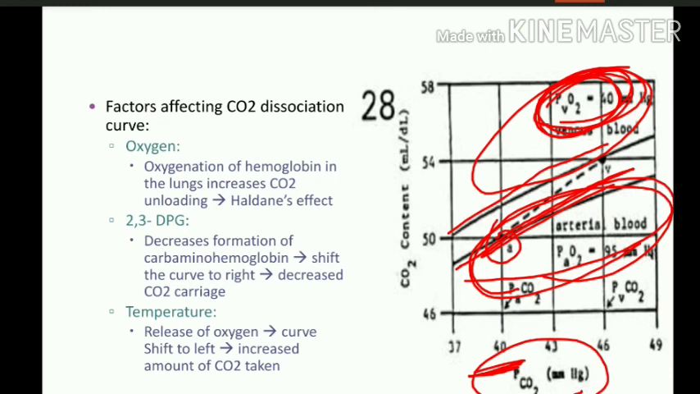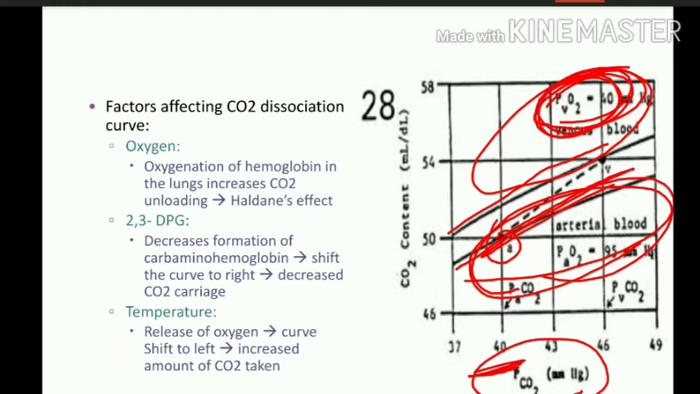Second factor, that is increase in the 2,3-diphosphoglycerate. 2,3-diphosphoglycerate is produced because of the metabolism. This 2,3-diphosphoglycerate competes with carbon dioxide for binding with the hemoglobin. 2,3-DPG binds at the same site where carbon dioxide binds, and therefore carbaminohemoglobin cannot be produced, and therefore the carbon dioxide dissociation curve shifts to the right, and therefore less carbon dioxide is carried when the 2,3-DPG level increases.